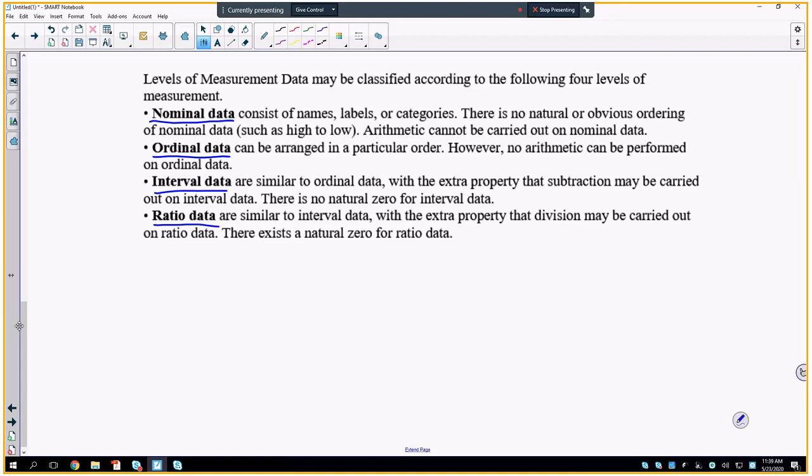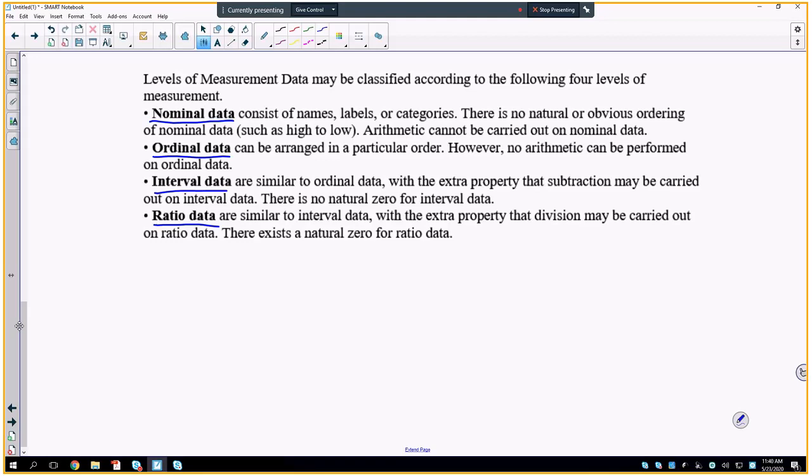Ordinal data can be arranged. So things like high, low, medium, those can be arranged, but no arithmetic can be performed. So we still can't add and subtract. Interval data is similar to ordinal data because it can be arranged, but you have the extra property that subtraction can be carried out. However, there's no natural zero for interval data. Ratio data, similarly to interval data, can be arranged in a particular order. You can carry out subtraction, but now we have the extra property that you can carry out division, and you have a natural zero.